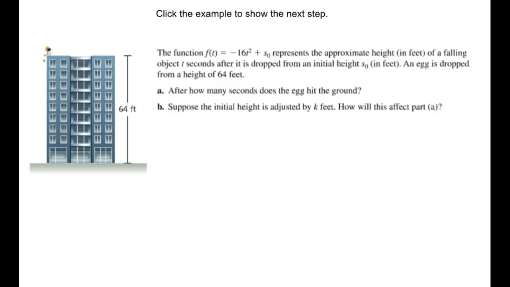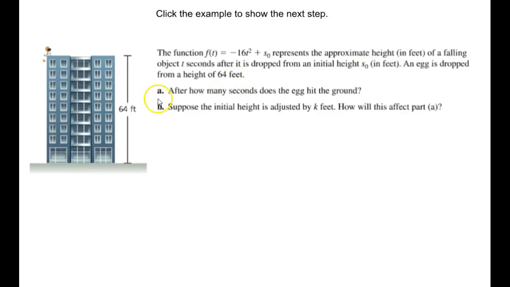So now here's our real world problem, right? That second learning target. So the function f of t equals negative 16t squared plus s sub 0. This s sub 0 is my initial height, and I'm told that right here. So this function represents the approximate height in feet of a falling object t seconds after it's dropped from that initial height. So an egg is dropped from a height of 64 feet.